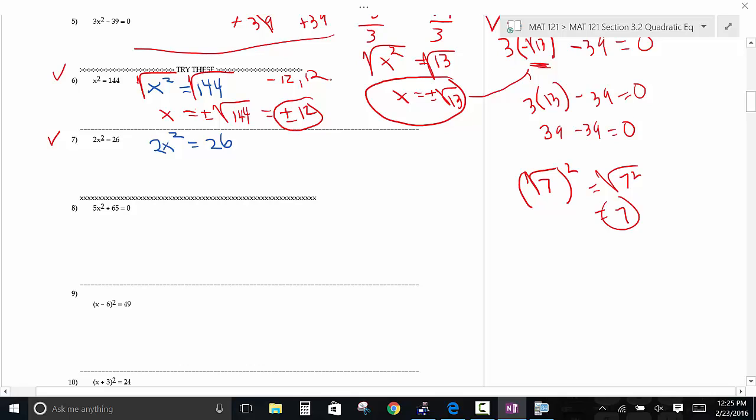I don't want decimals either. I just want square roots. Square root of 13, maybe? 13. Yeah, there we go. Okay. So what you want to do on that, you want to start by dividing by 2, like that. So that's going to give x to the second equals 13. Then you square root both sides. So you get x equals plus or minus square root of 13. And leave it that way.